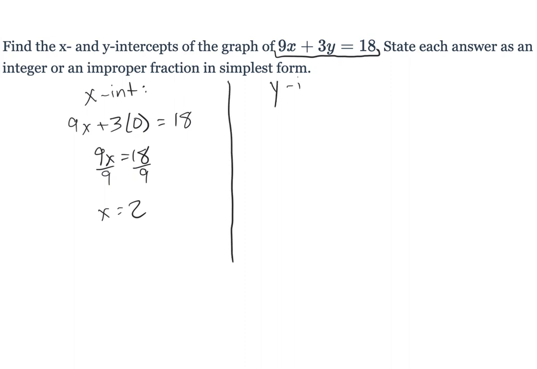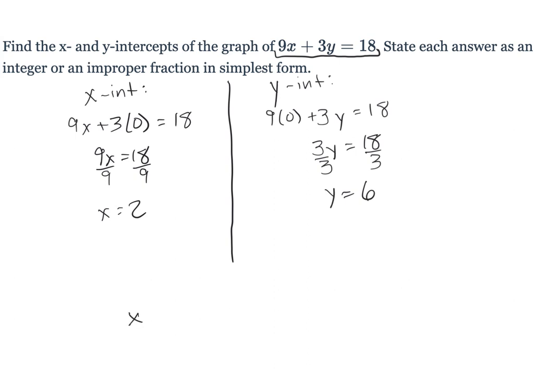Our y-intercept, we've got 9 times 0 plus 3y equals 18. 9 times 0 is 0, so 3y equals 18. Divide by 3, divide by 3, y equals 6. So in our boxes, x-intercept, we got 2. Y-intercept is 6.